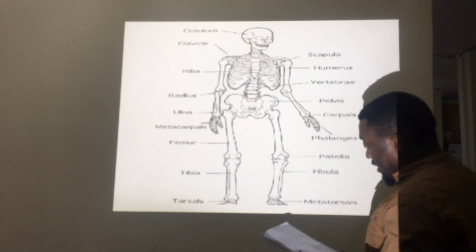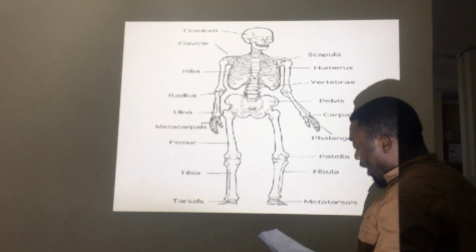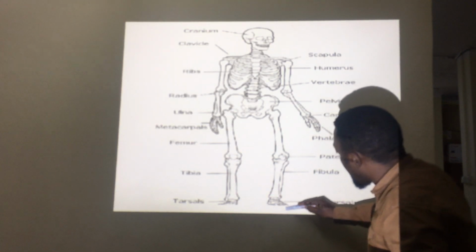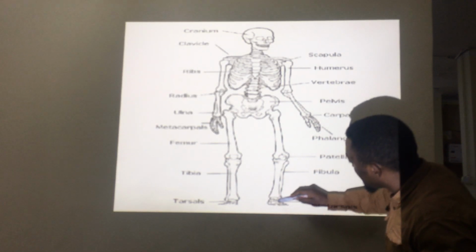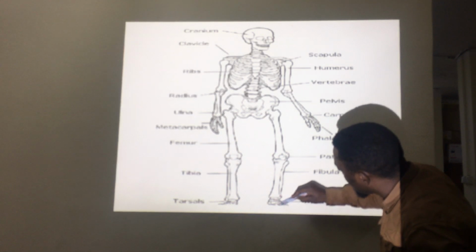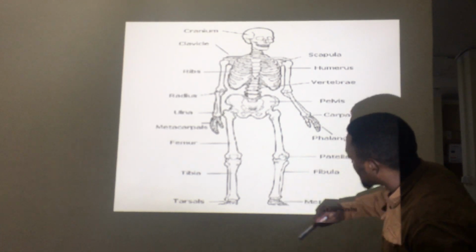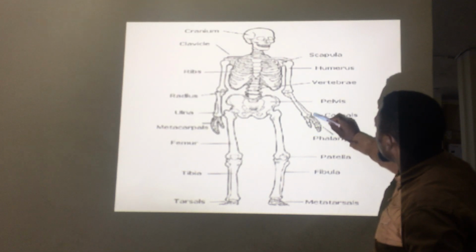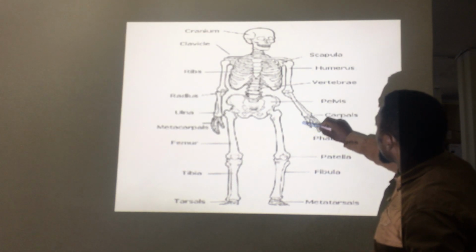Then the second one, which I said, the hinge joint, can be found on the toes here. This is another example of a hinge joint. These are our toes here. There are joints there. It's a hinge joint. Another place is the fingers. There is a joint here too. It's also called a hinge joint.